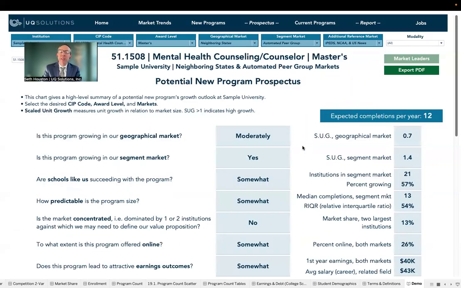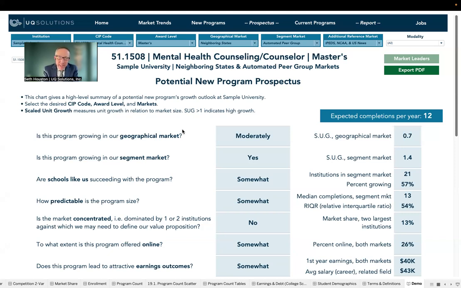And we try to make it really clear to users so everyone knows exactly what it means without needing a lot of training on it. So we tell you how big we expect this program to be. This one we expect to have 12 completions per year. And then we ask and answer questions in plain English to make it easy for anyone to understand what the growth outlook is for this program.